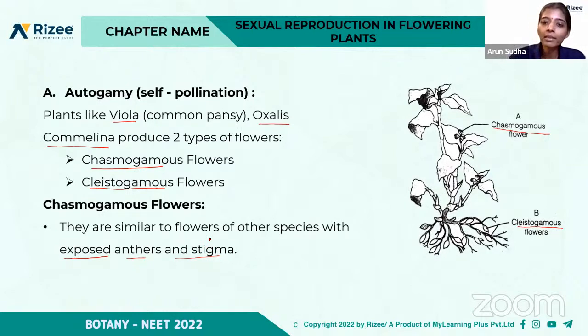But if you take the cleistogamous flowers, this is open anthers and stigma. In the case of cleistogamous flowers, here it is closed. But both types of flowers will be present in the same plant, right?